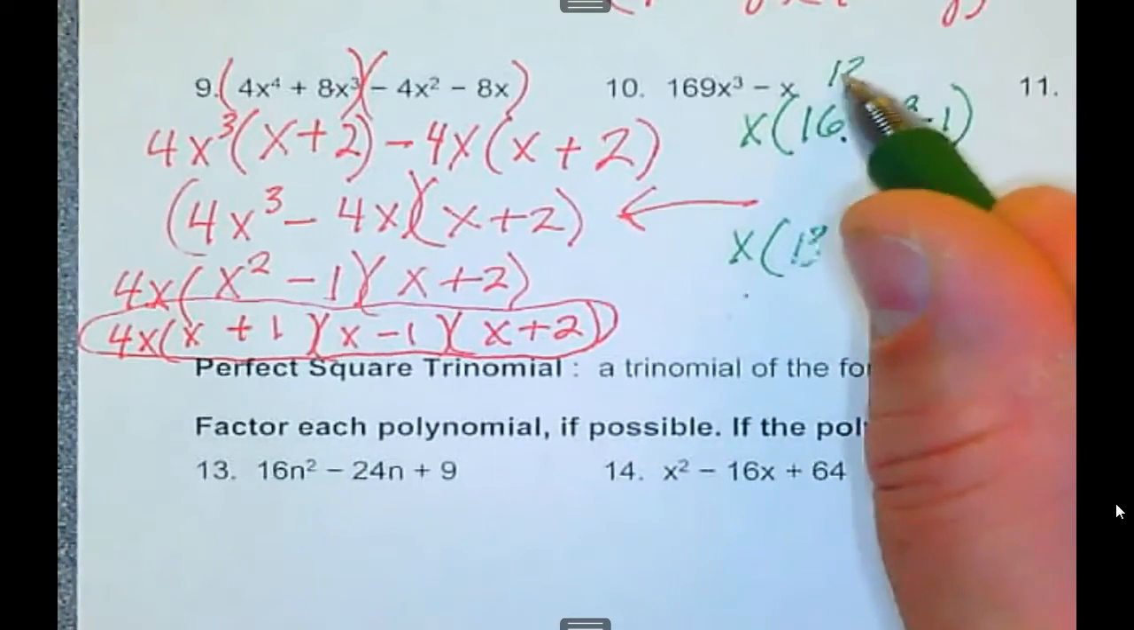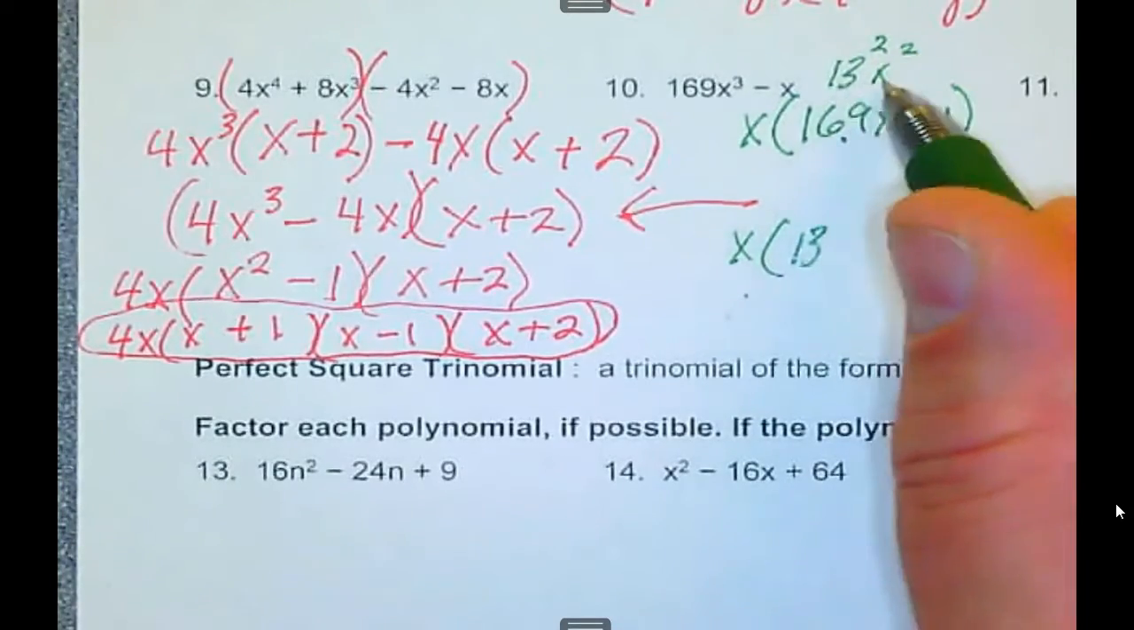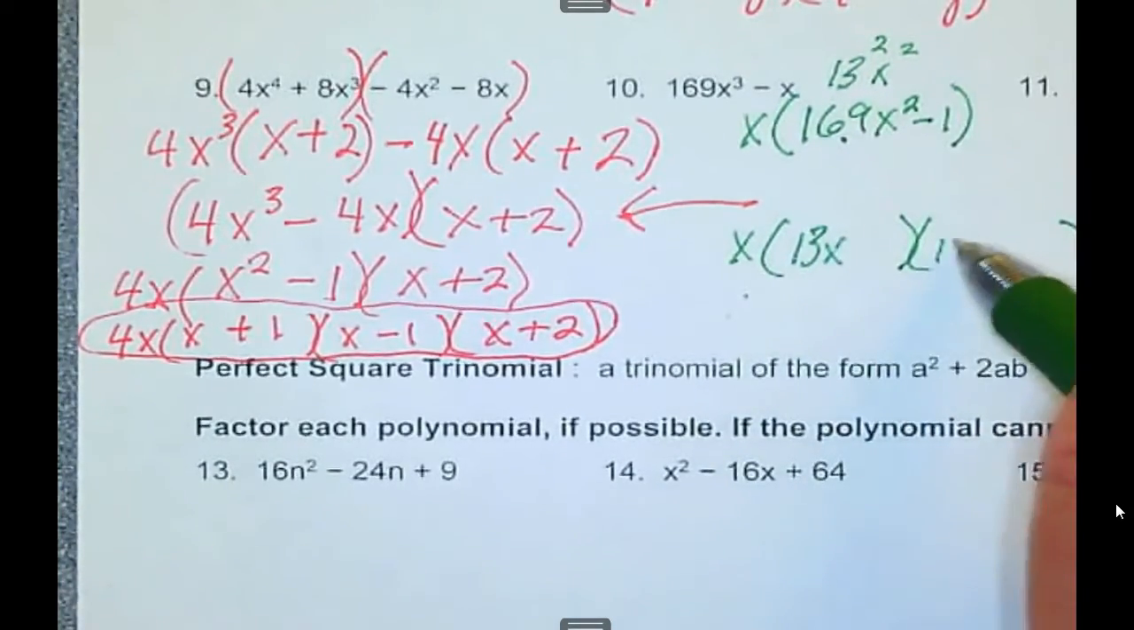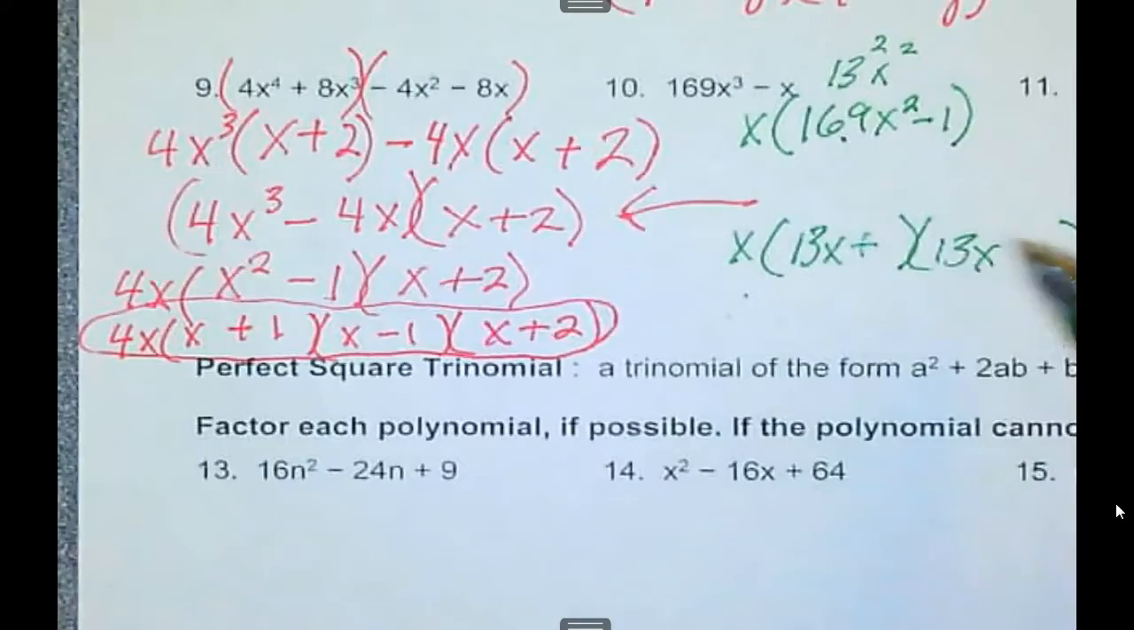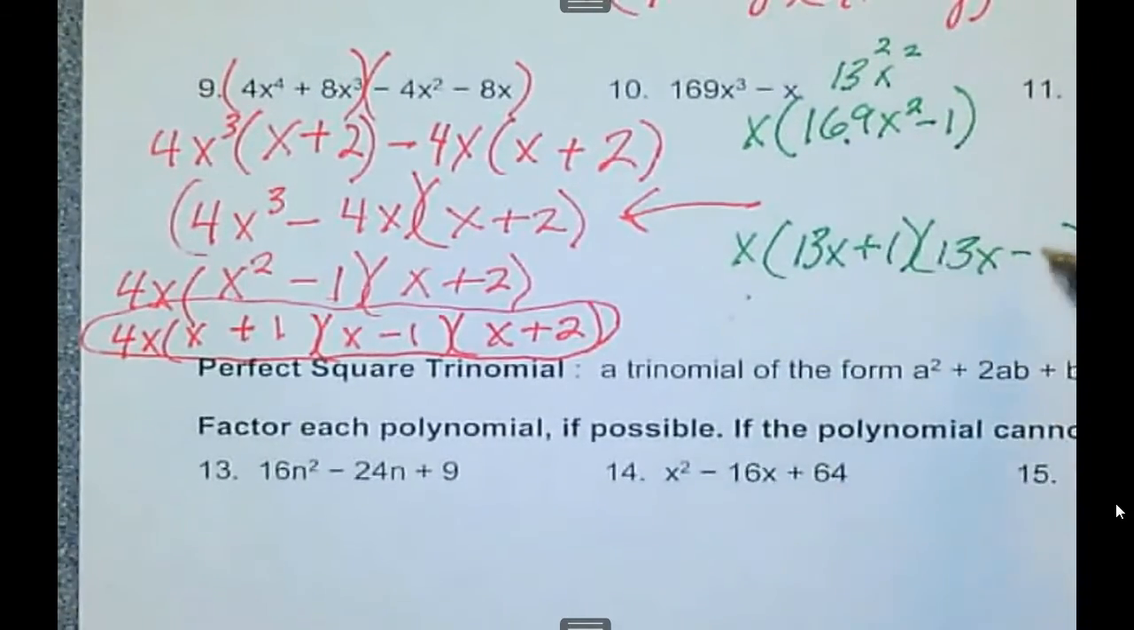13 squared, x squared, right? So I have 13x, plus and a minus, and we get 1.